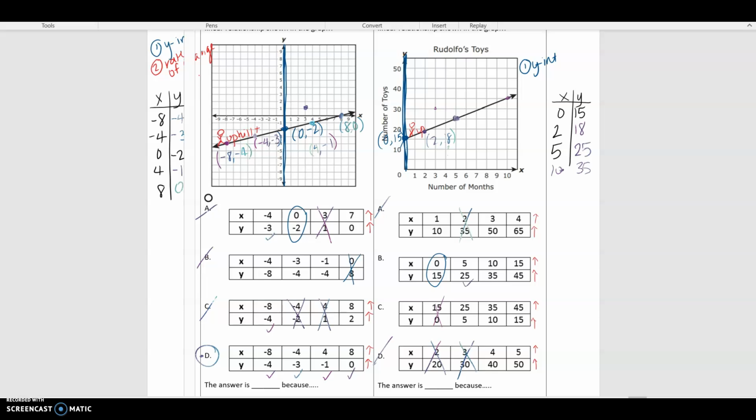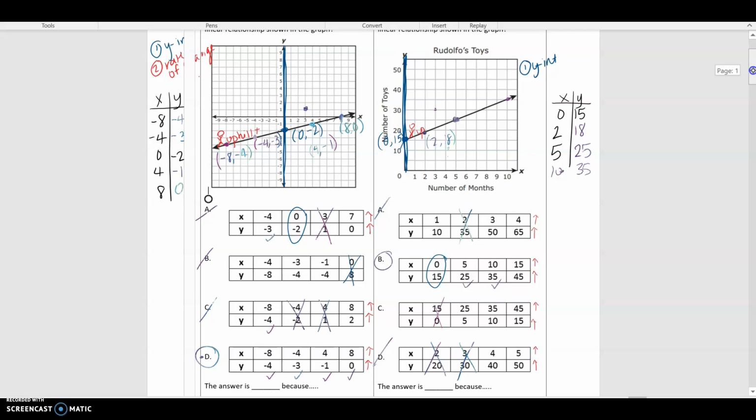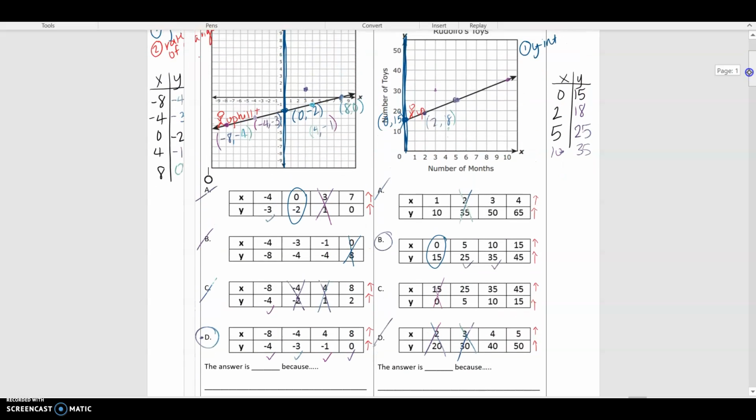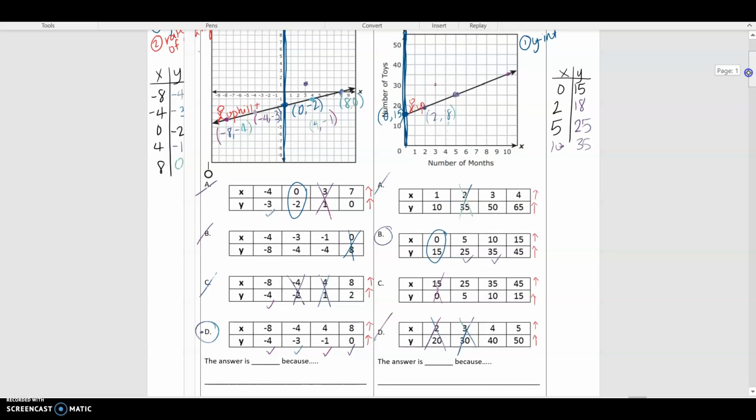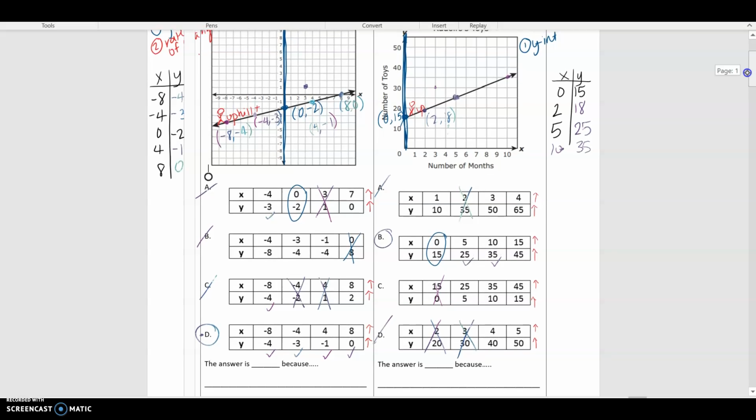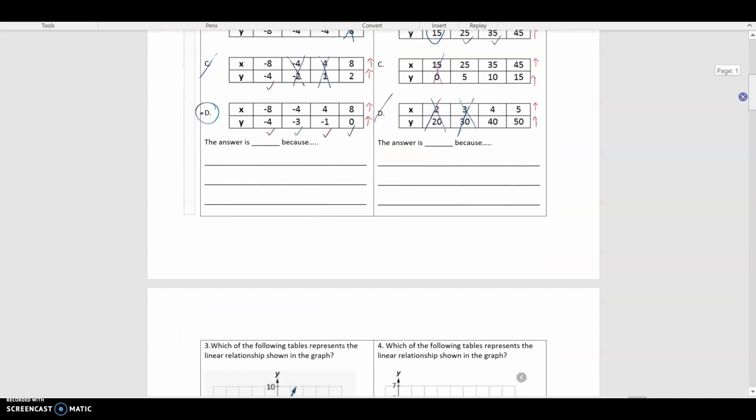So that matches. Awesome. There you go. Okay, so make sure to write your answer. So the answer is B because we had a y-intercept of 15 and a positive rate of change, and we matched points to the line.